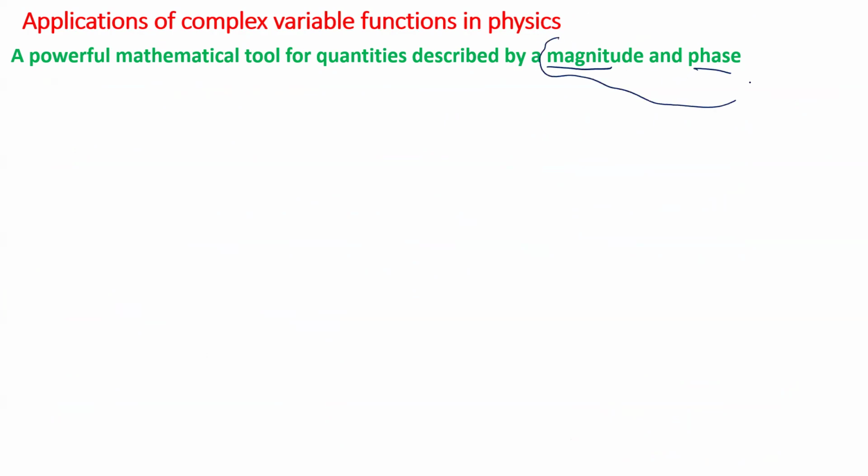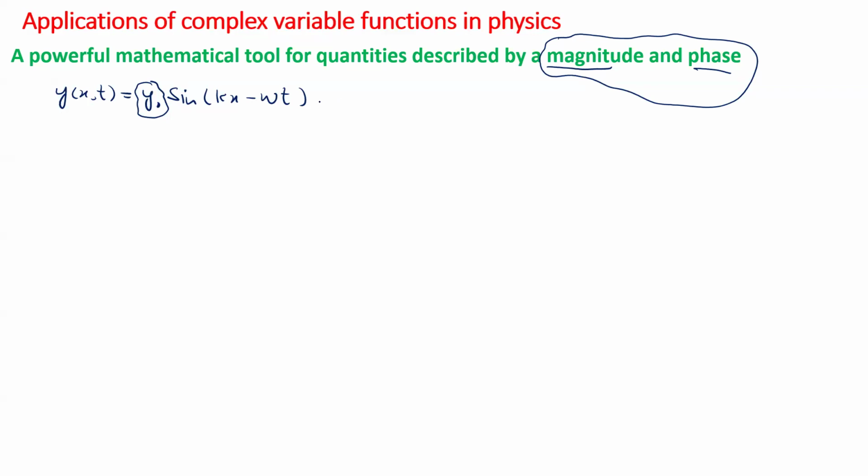So where does this scenario arise? This comes in the study of waves and oscillations. Like we have wave functions, classical wave functions, sine kx minus omega t. So this is the magnitude or the amplitude of the wave, and somewhere here we have the phase information. So such quantities can be mathematically easily described by using complex analysis or going to the complex plane, and then things can become extremely easy.